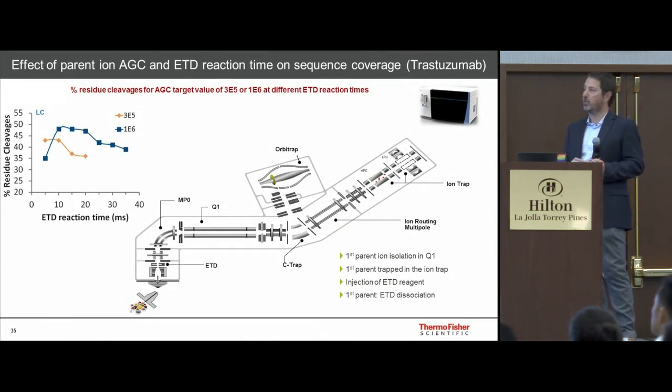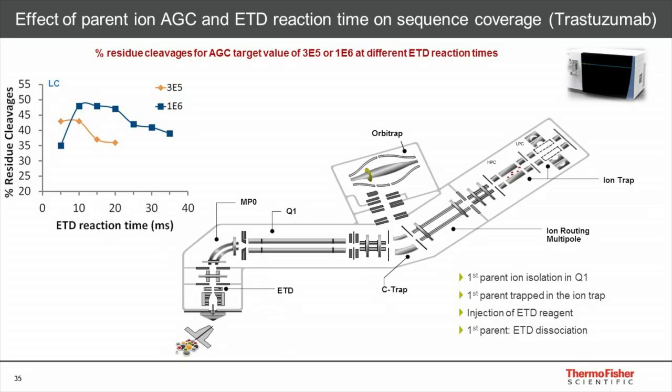So in that experiment, let me explain. I changed the ETD reaction time. I looked at the residue cleavages, how many bonds I identified, and I used 2 parent ion AGC values, one at 3E5 and one at 1E6.